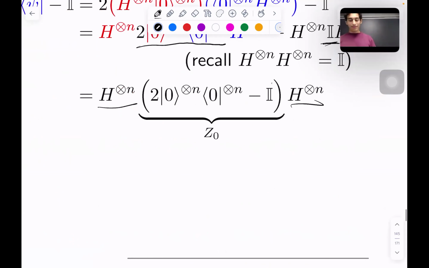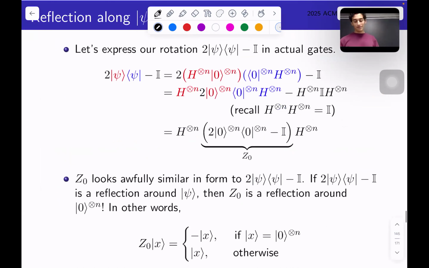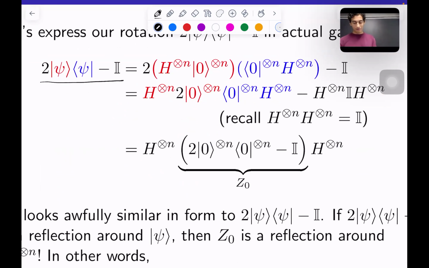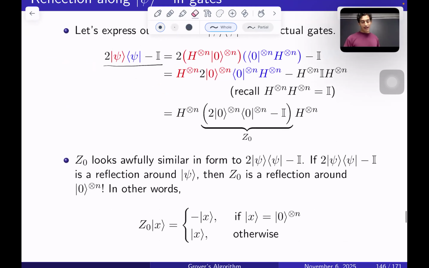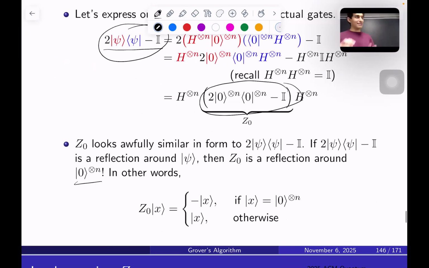Okay. And then this term in the middle, we call Z naught, which is another gate that we use to do the reflection. In form, it looks very similar to this, where you have 2 and then some outer product of some state and then minus identity. So if this is a reflection around psi, this is a reflection around this 0 to the n. It's not too important, but that helps us express Z in this form down here.